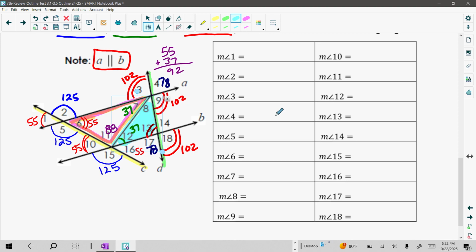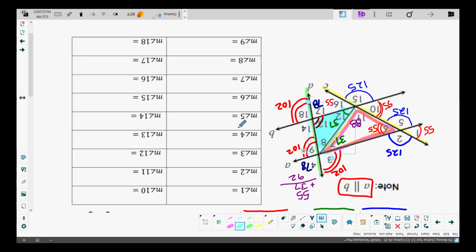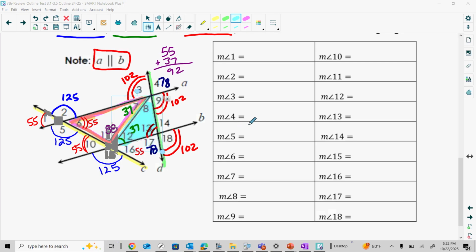All right, so that takes care of that section. We're now going to get into the algebra, which is what we just ended with. Sorry about that.